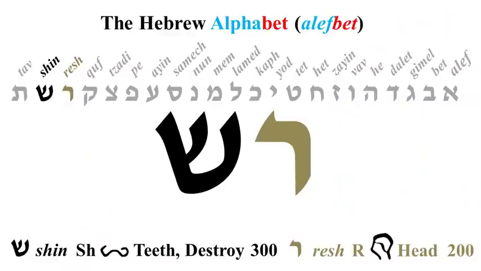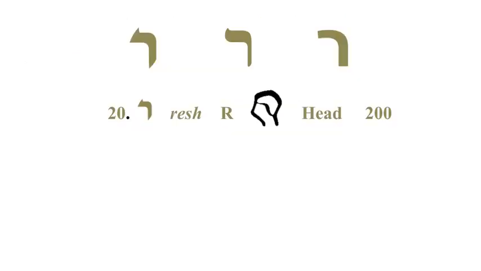No, you can't rumble without the letter Resh. And today we're going to cover the 20th letter of the Hebrew alphabet, the letter Resh. It's the R sound. Its ancient picture is a head. And the Hebrew word for head is Rosh. So you can see how they are related. It has a Gematria value of 200.